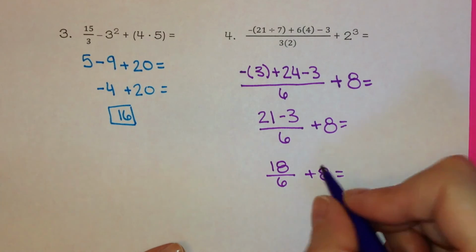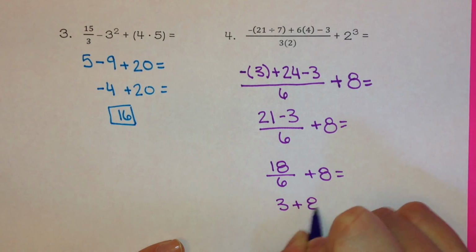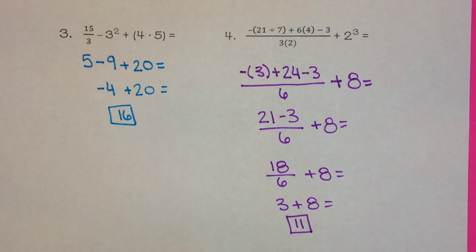Now I can do my division. 18 divided by 6 is 3 plus 8 is 11. All right, hopefully that helped and you know how to do order of operations.